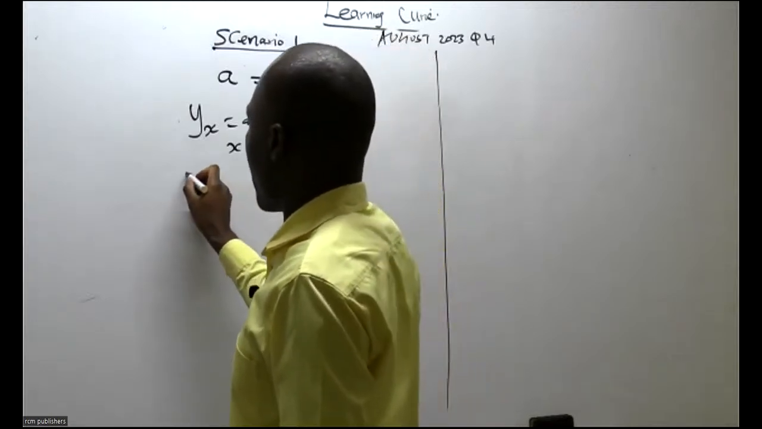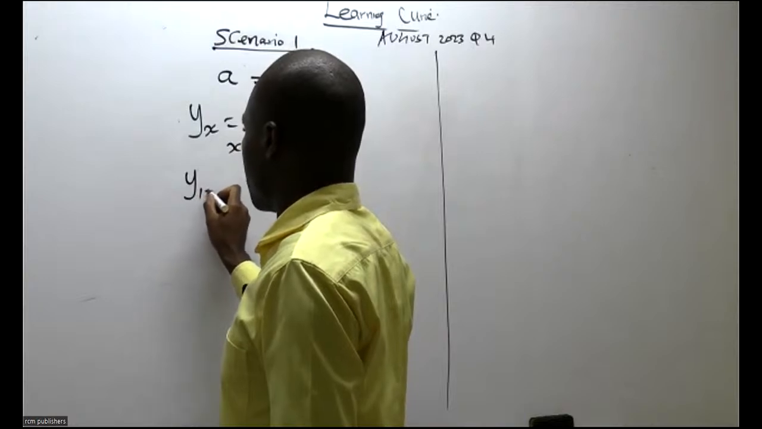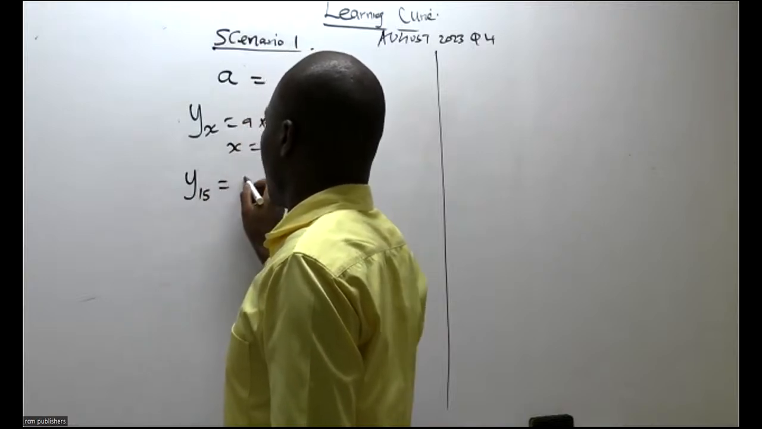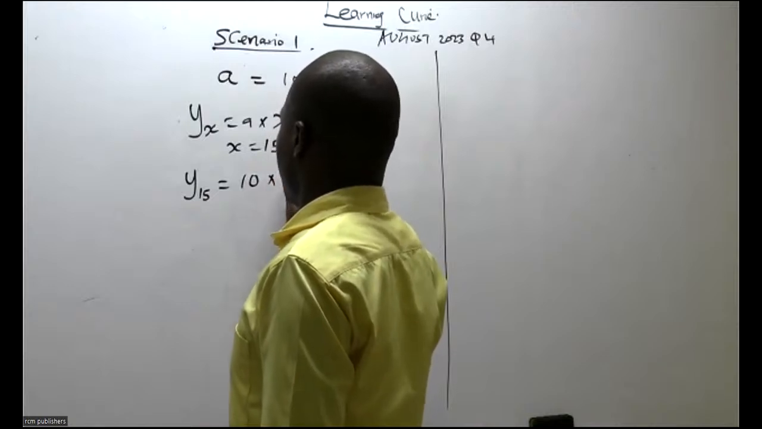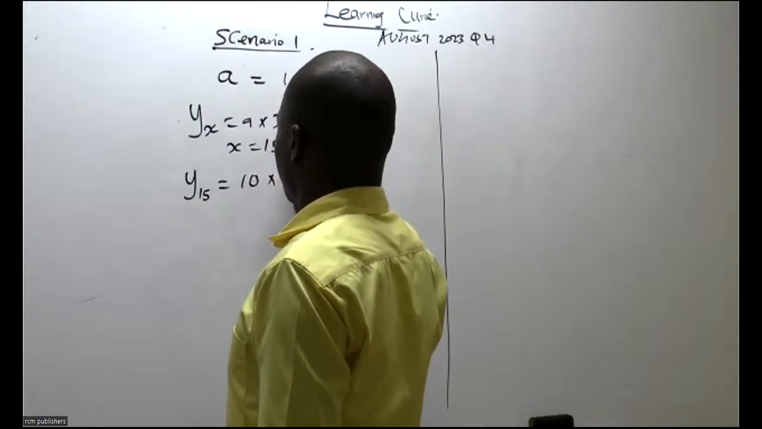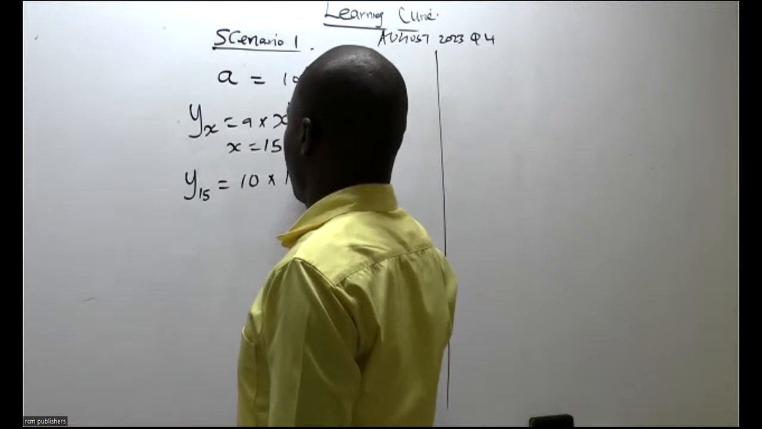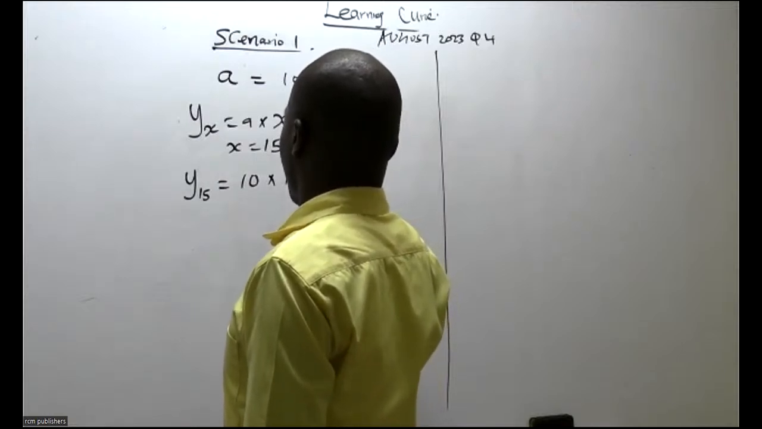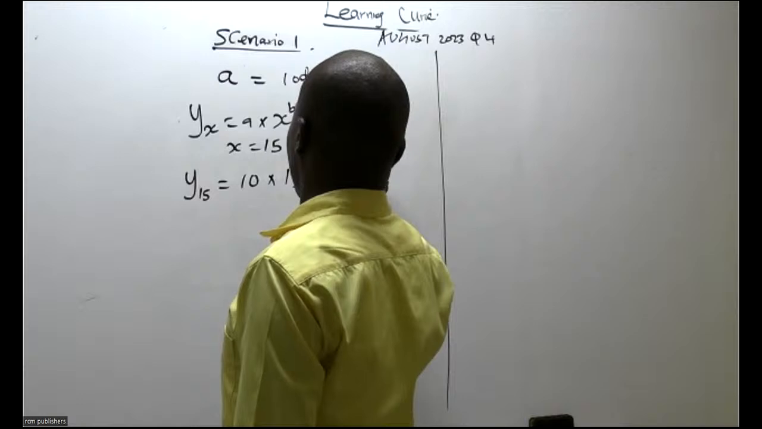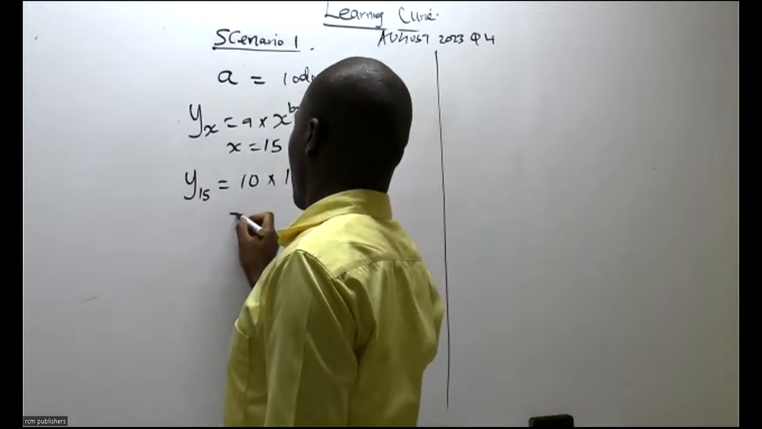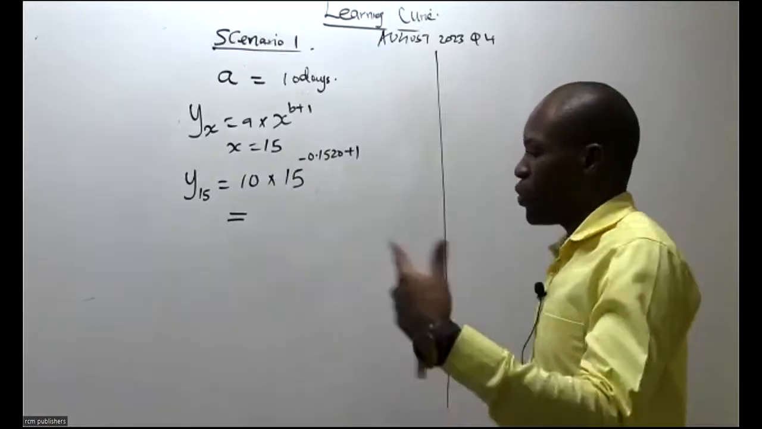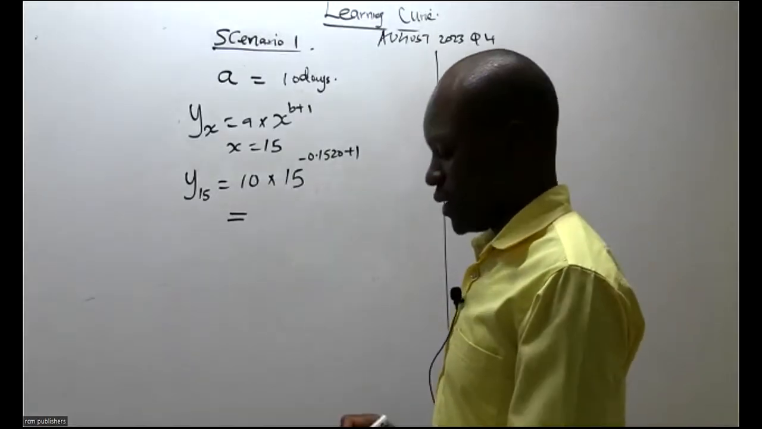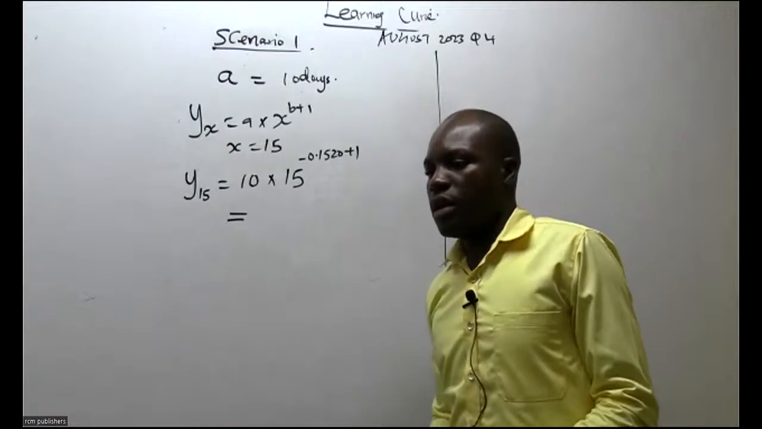So let's take Y, which is 15, equal to A, the number of days to produce the first bus, times 15 raised to the power B plus 1. And our B is negative 0.152, plus 1. Let's do that, how many days do we have? Maybe to one decimal place would be okay. Number of days, how many days do we have?